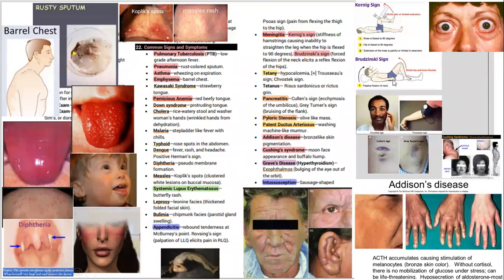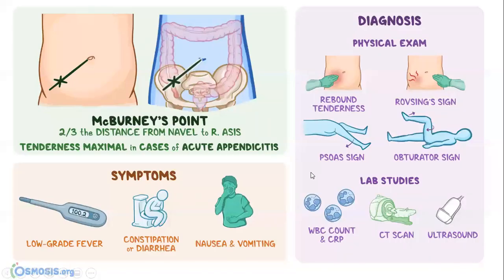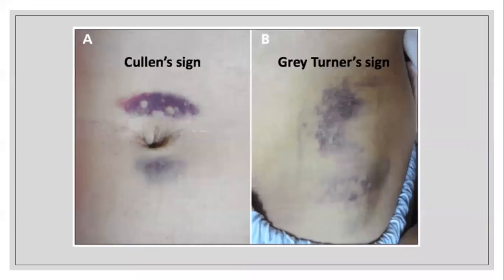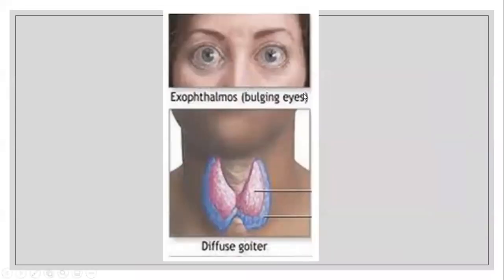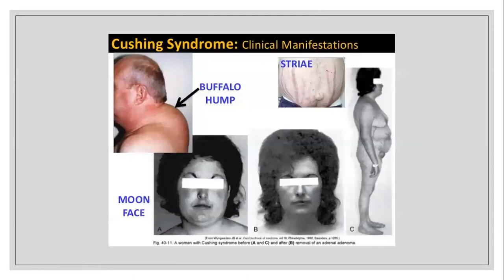Next, Graves' disease. It is hyperthyroidism. Excess T3, T4, but low TSH. Exophthalmos, this picture. Bulging of the eyeball out of the orbit. Right? Here, bulging eye because the thyroid gland is getting bigger, diffuse goiter.